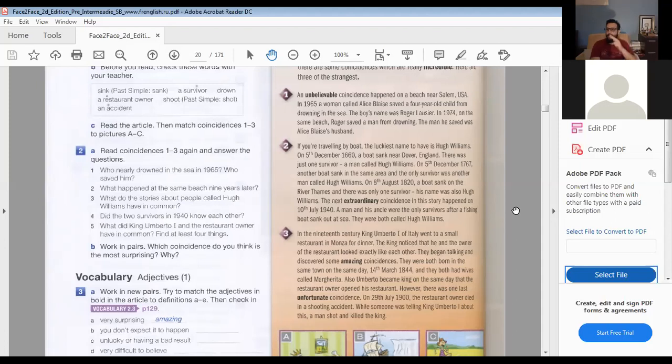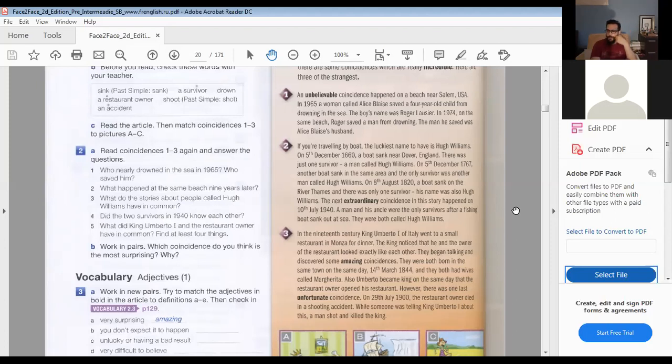Yes. Okay, and they were both born in the same town. Correct. Yes, on the same day. On the same day, and in the same town, yes. So these are the 4 coincidences.